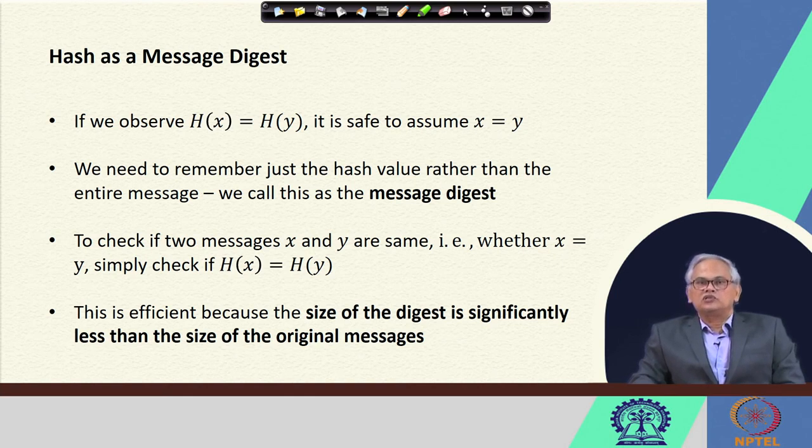And if we want to check if two messages x and y are the same, that is whether x is equal to y, we simply check if h(x) is equal to h(y). This is efficient because the original documents could have been really long, but as we mentioned, the property of a hash function is such that the output is of a fixed length. Hence, it is very efficient to simply compare the digests to check whether the original messages are the same or not.